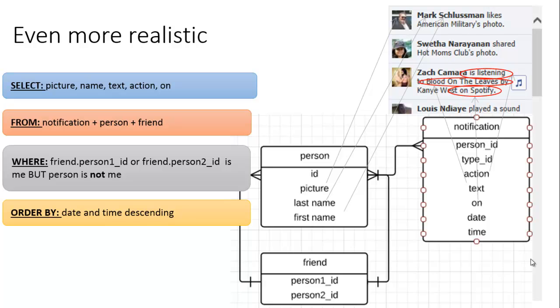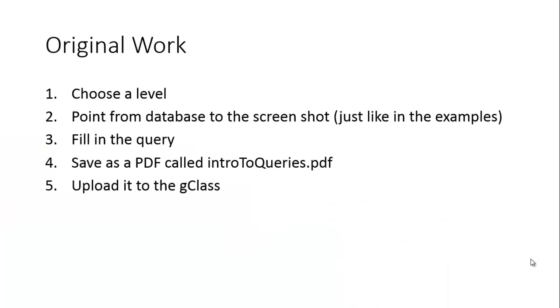What tables are we looking at? Person, notification, and friend. What conditions? The same conditions as before. I want my friend's posts. And what that means is that person 1 or person 2 has to be me in this friend table because I have to be linked to this person. But on the other hand, the other person, whoever's not me, has to be someone else that's my friend. And then I still order them in reverse chronological order. Okay, that's the basics of querying.